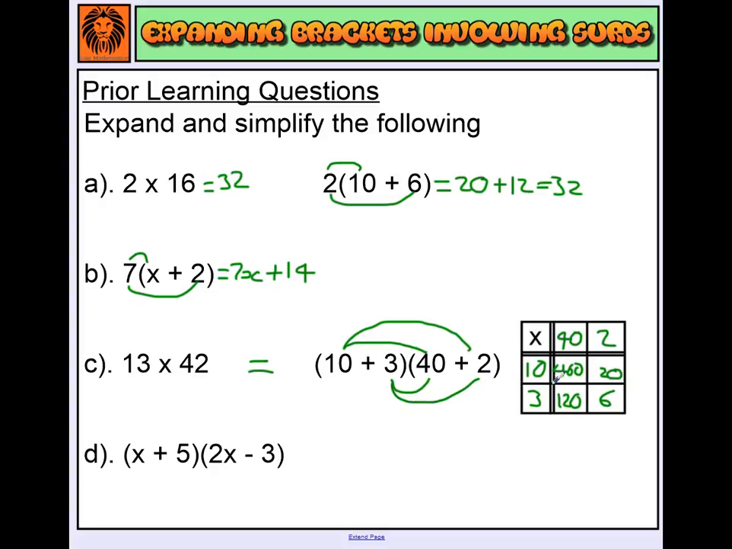Now what we need to do, we need to add these 4 values together. So we have 400 plus 120 plus 20 plus 6. This gives us 546.